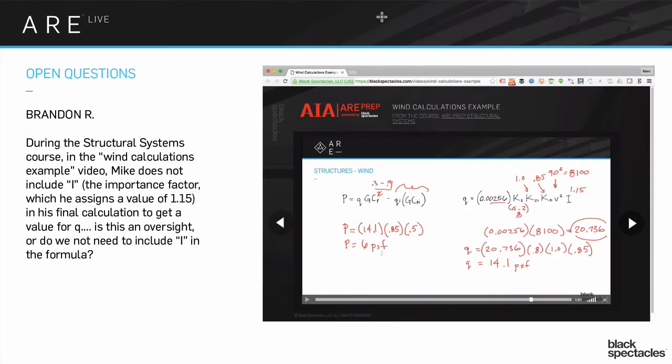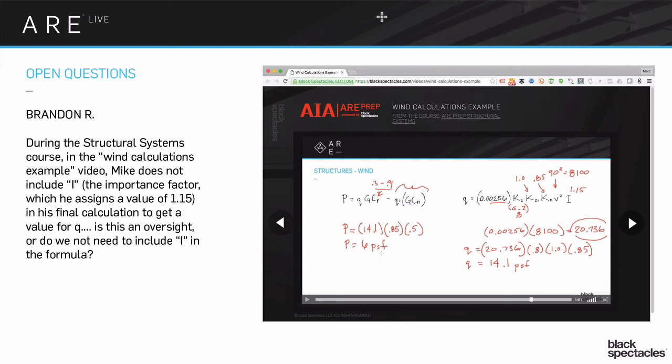Here's a very specific one. All right, so I'm just going to read it out. During the structural systems course in the wind calculations example video, the importance factor, which was assigned in the example that we were using, was assigned a 1.15 value, but then it didn't show up in the final calculation.